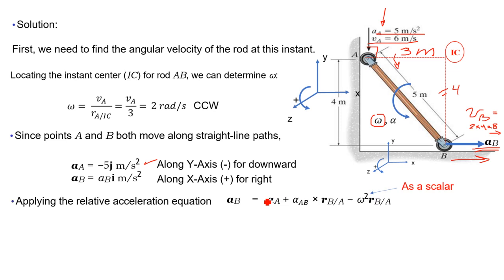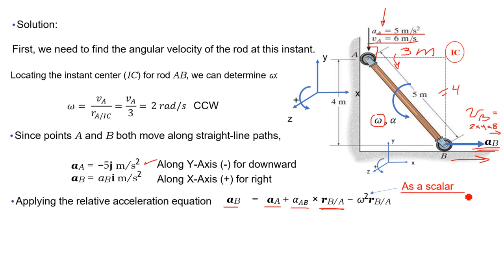So applying the relative velocity equation, well, we described that in the lecture. We're going to have that the acceleration at B is going to be equal to the acceleration at A plus the alpha of the length AB, which is the angular acceleration of the length AB, cross product by the length BA, and negative, now minus omega square multiplied by the r_B/A.